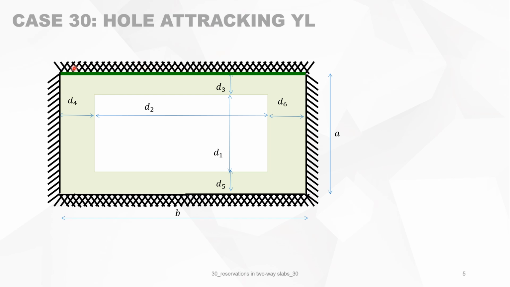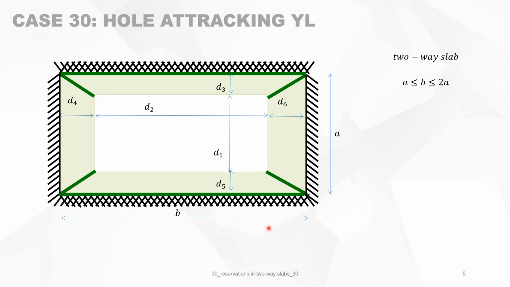The negative yield lines are where the slab is fixed, one there and also here. And we use the rule of yield lines tracking the corner. So it means it's going from the intersection of two rotation axes directly to the corner of the reservation. So it's simple as that.